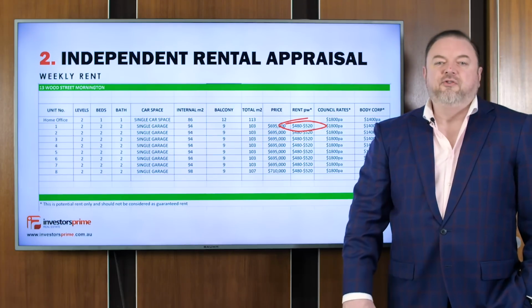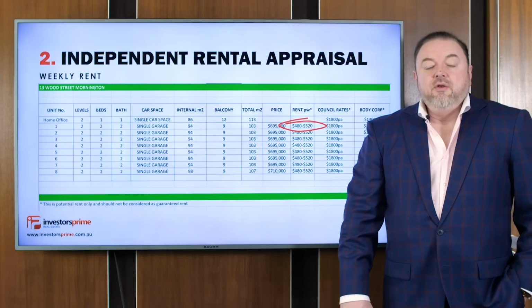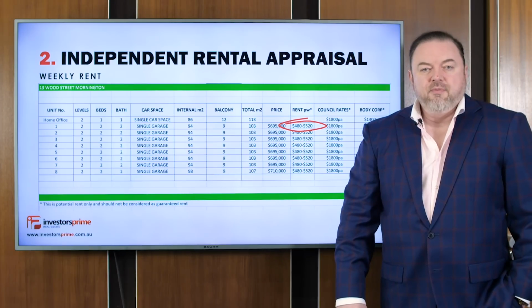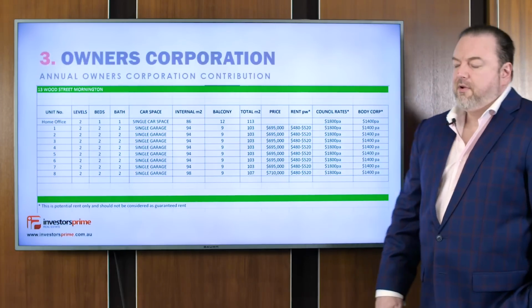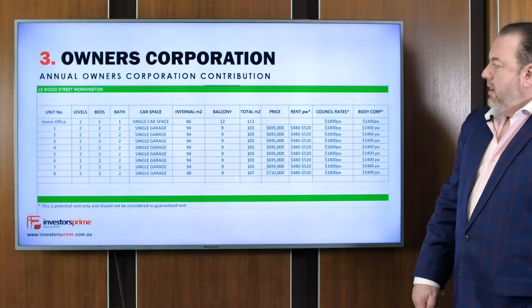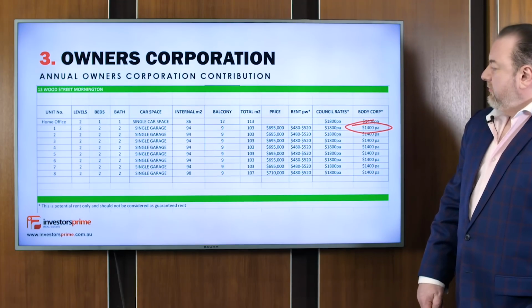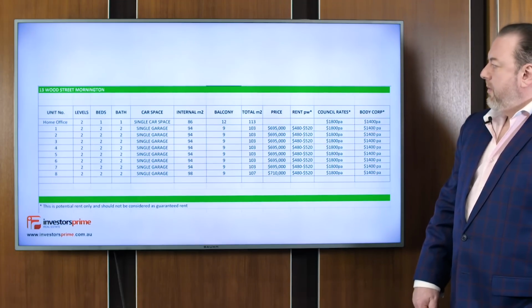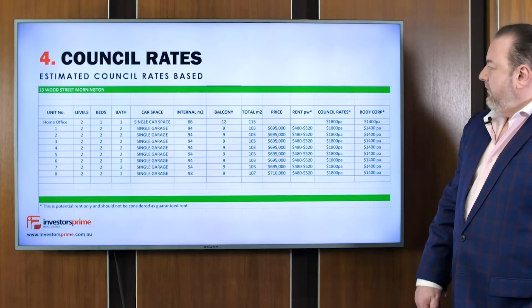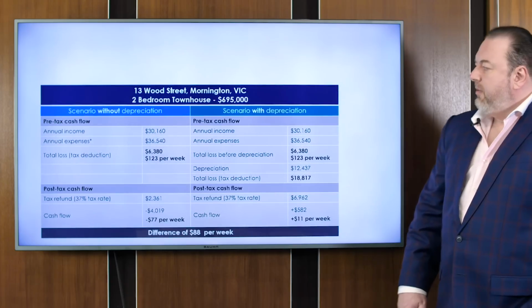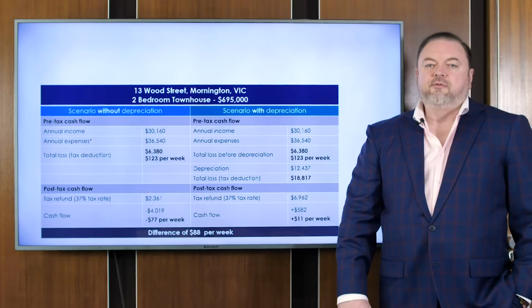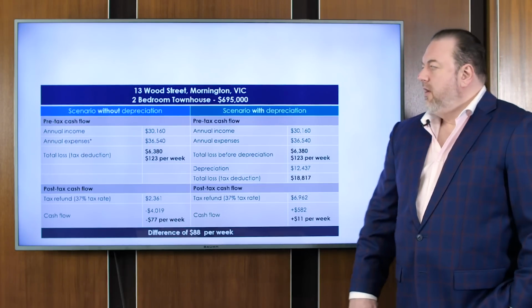Now, obviously, by the time it settles, then you'll know exactly what the rental will be, which will be mid next year. And by that stage, we'll be looking at 530 to 550 for these properties because rents have gone through the roof. Owners Corporation, $1,400 per annum. And then you have council rates as well, which is $1,800 per annum. Now, on top of that, you've got landlord's insurance through Aon, which is $285.